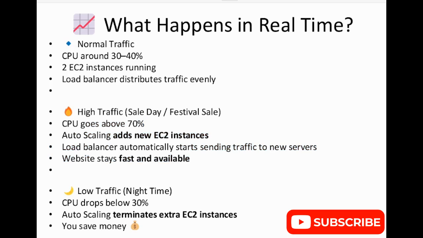If there is low traffic, like at night time, CPU drops below 30%, which means there is not much use of the CPU, and auto scaling terminates the extra EC2 instances because they are no longer required. So auto scaling terminates the extra servers and you save money this way. This is what happens in real time.